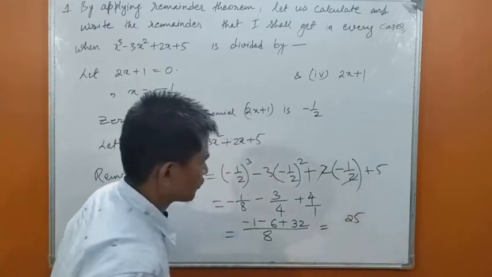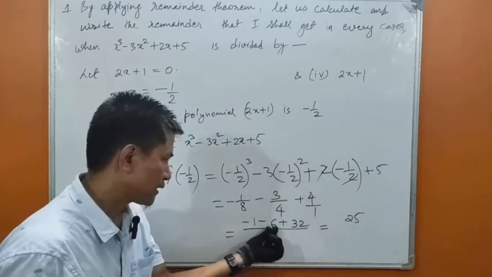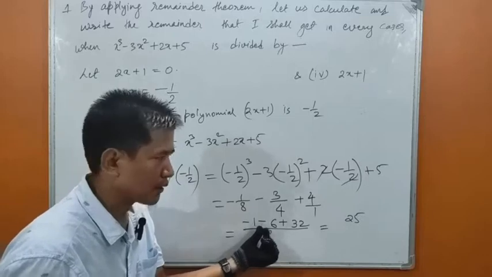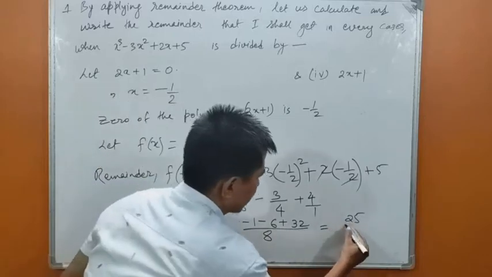25. I hope you got this. 32 minus 7. Minus 6 and minus 1 is minus 7. 32 minus 7 is 25. And the sign of the greater number comes here, plus, divided by 8.